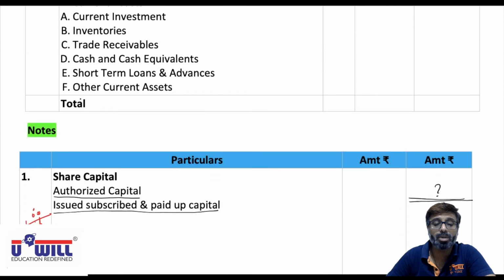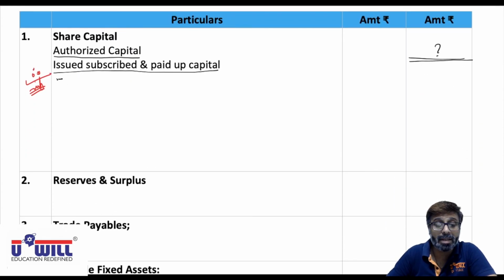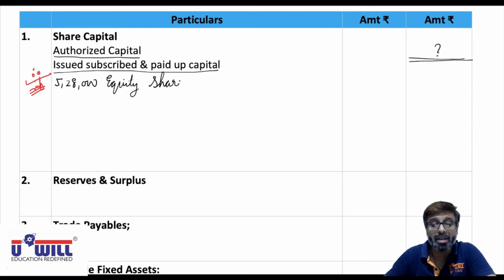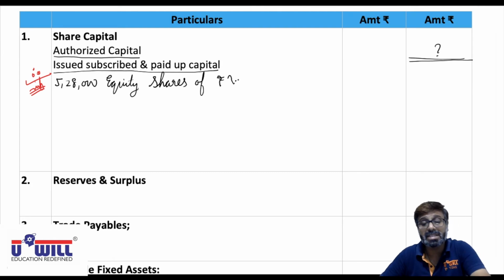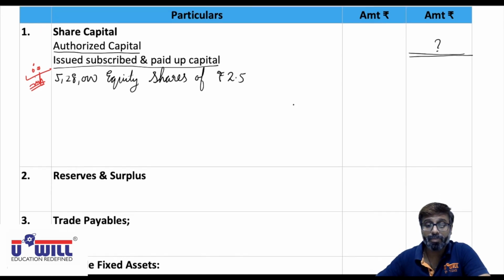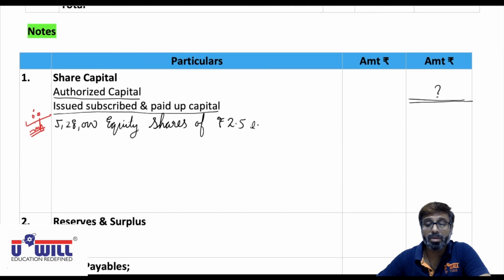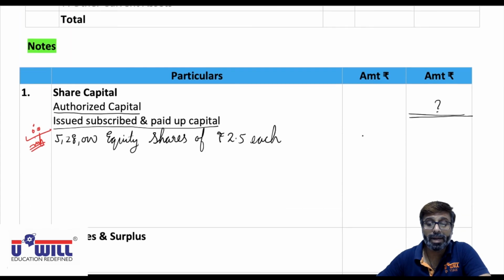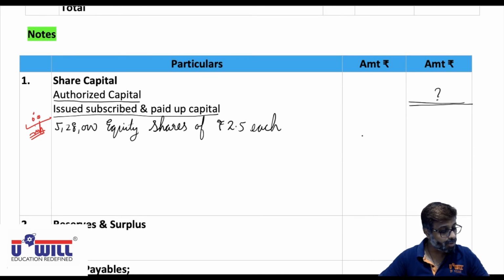So all of you write down in the notes: 5,28,000 equity shares of rupees 2.5 each. Now the face value is reduced to 2.5. Everywhere you can see we have issued 2.5 shares, and as per the first adjustment the value was reduced to 2.5. So 5,28,000 into 2.5, if you verify the amount, will come to 13,20,000.